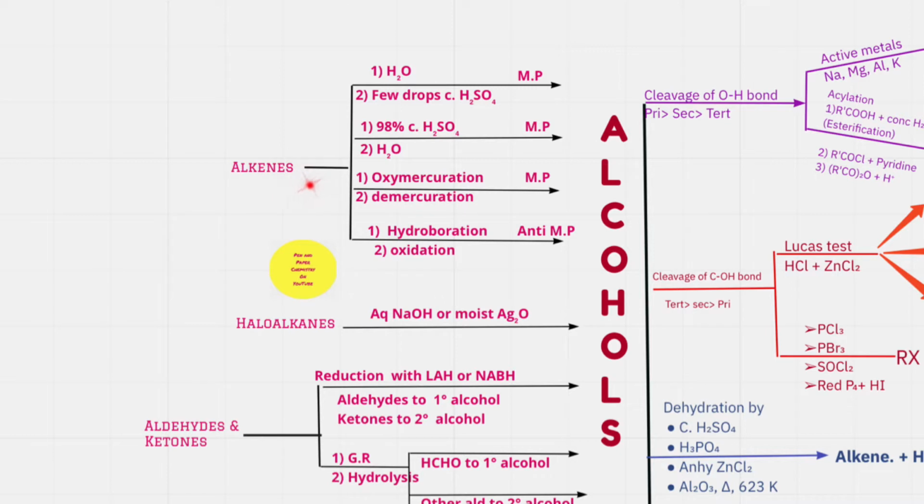Based on this flow chart, we've got the preparation of alcohols from alkenes, and the first preparation we are going to do is by hydration. Hydration in the presence of a few drops of concentrated H2SO4, or first acidification followed by hydration. Now, if you notice over here, MP means Markovnikov product, also by oxymercuration-demercuration. So, the first three are giving us a Markovnikov product in the case our alkene is unsymmetrical, whereas hydroboration oxidation gives us an anti-Markovnikov product.